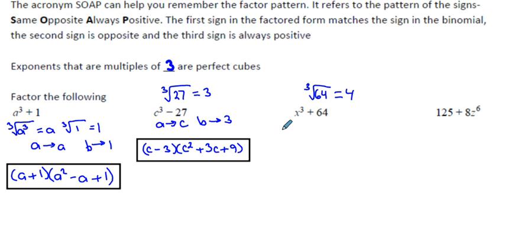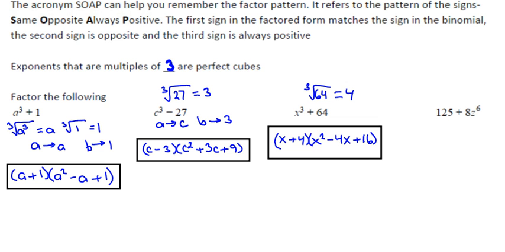Okay, we're back to a sum of two cubes. And now we've got 4 is going to go in place of b, so we have x, same sign, plus 4. And now our a is x, so x squared. Opposite sign, minus a times b is 4 times x. And then always positive, plus b squared, 4 squared, we get 16. And get a box around that.